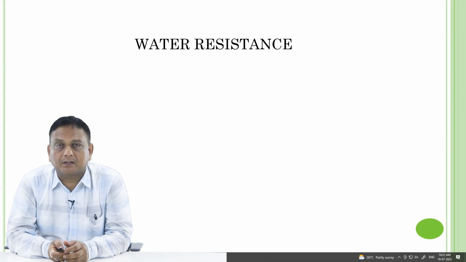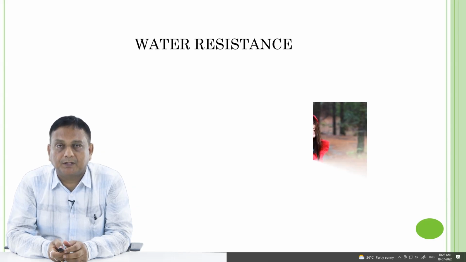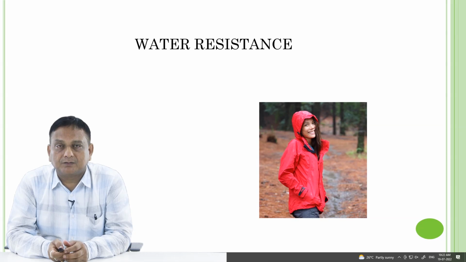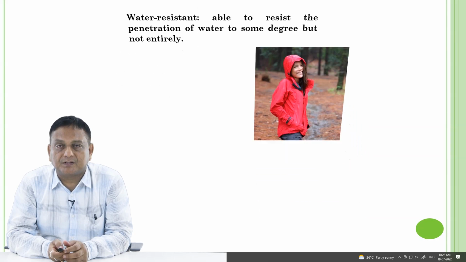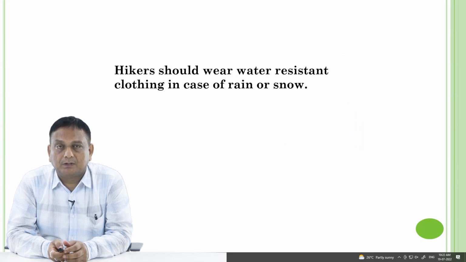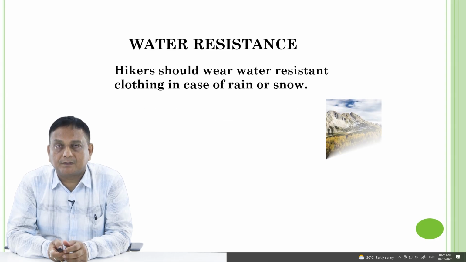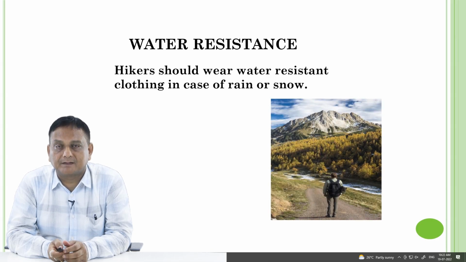Then comes water resistance testing. What do we mean by water resistance testing? This is one of the areas where water resistance testing is done, and it is the ability to resist the penetration of water to some degree, but not entirely. So that is the water resistance property. These properties are utilized by hikers, who should wear water resistance clothing in case of rain or snow. So that is called the water resistance property, as can be seen in the photograph.